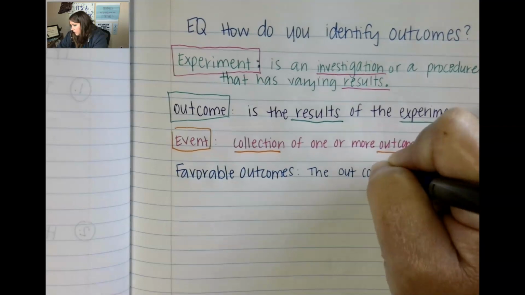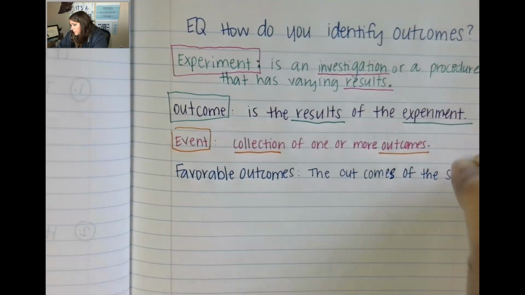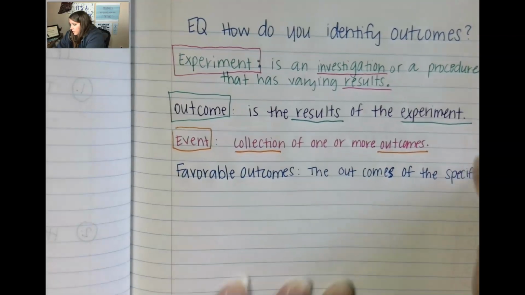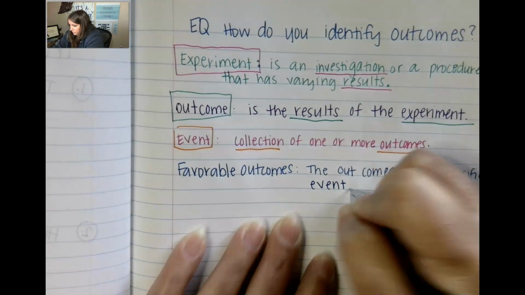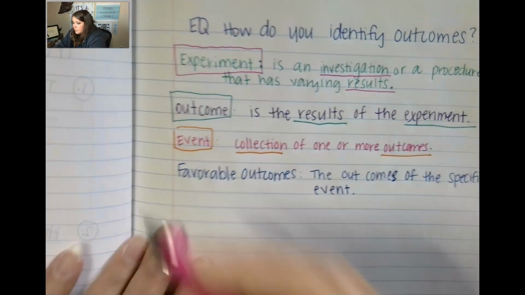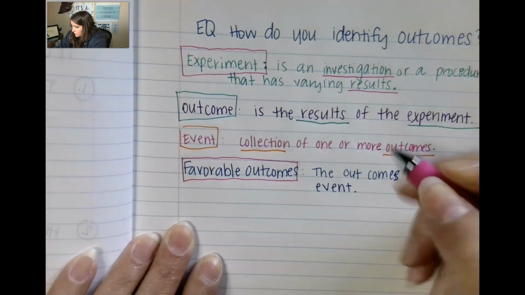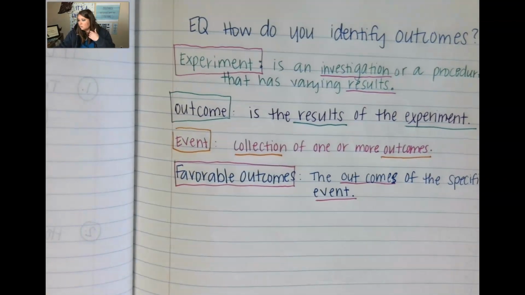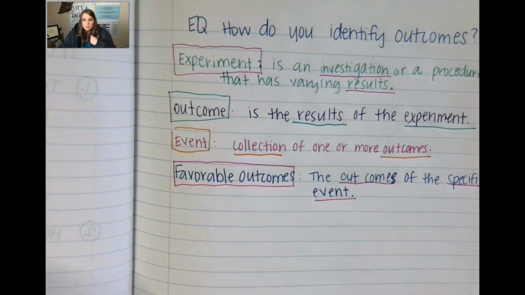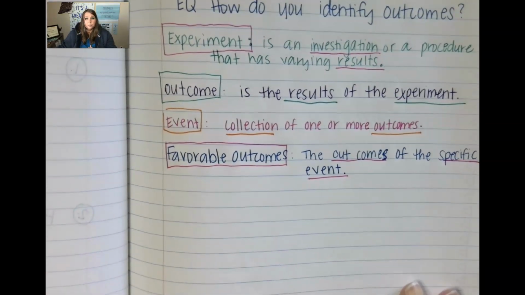Outcomes of the specific event. And I'll go ahead and outline this in pink since it goes with events. Outcomes of the event. Specific event. So let's do an example.